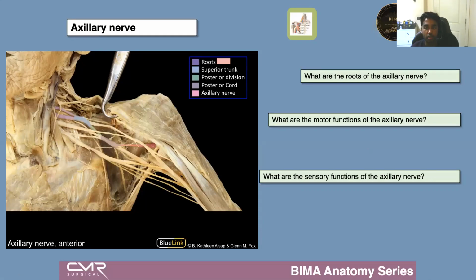What I can try and do is condense all of the different roots and motor functions and sensory functions into a table and send that along with these slides. But does that answer your question for the time being? Not really. Okay.